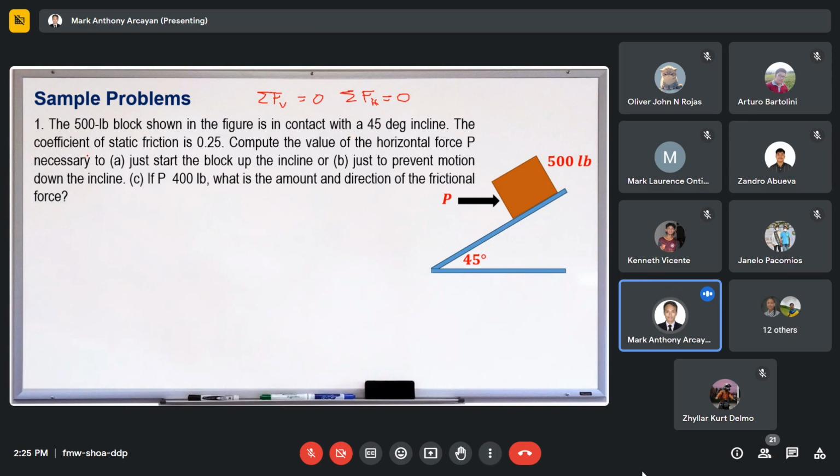As shown. The coefficient of static friction, the value of mu s, is 0.25. The requirements are to compute the value of the horizontal force P necessary to, first condition, just start the block up the incline. Then the second is just to prevent motion down the incline. Then the last requirement, if P is equal to 400 pounds, what is the amount and direction of the frictional force applied to the 500-pound block?